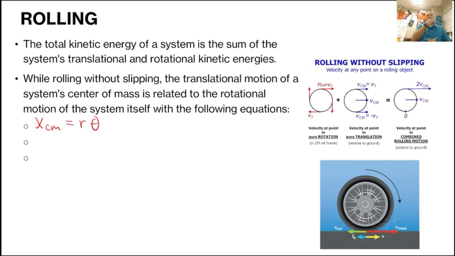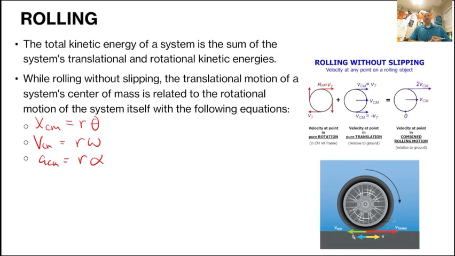Where the displacement of the center of mass is simply r theta. The speed of the center of mass is r omega, and the acceleration of the center of mass is simply r alpha. Those are things that we talked about way back in Unit 5.